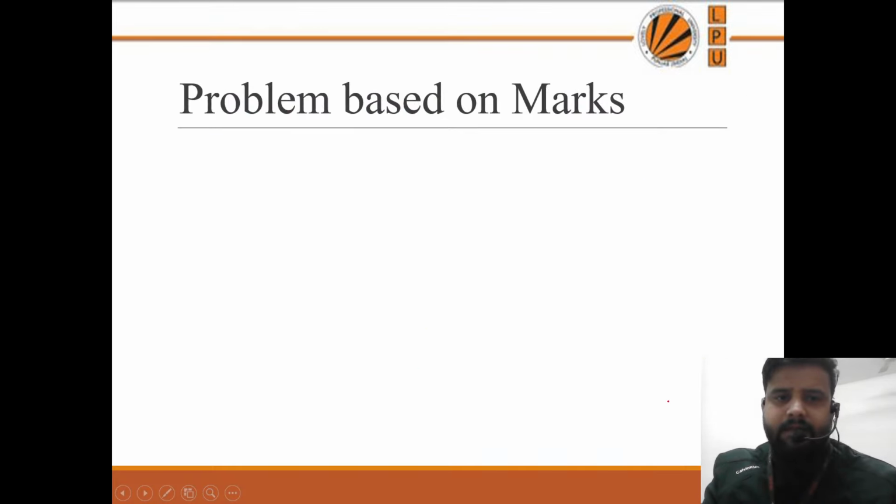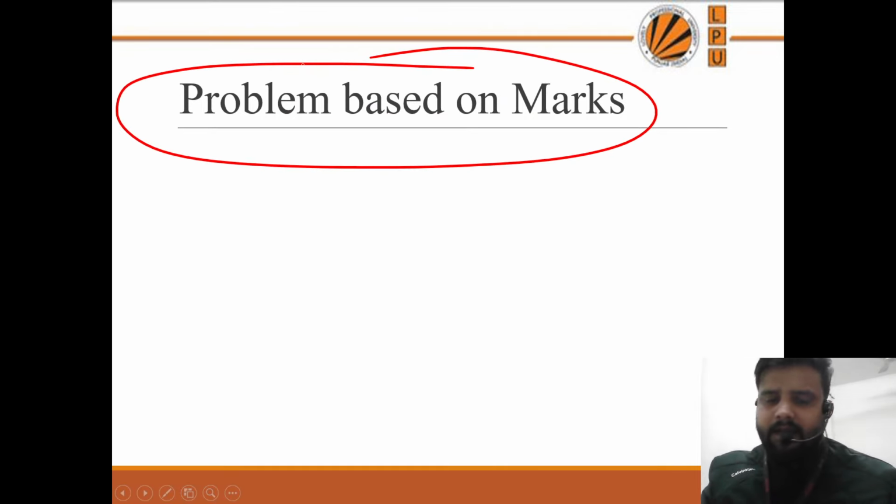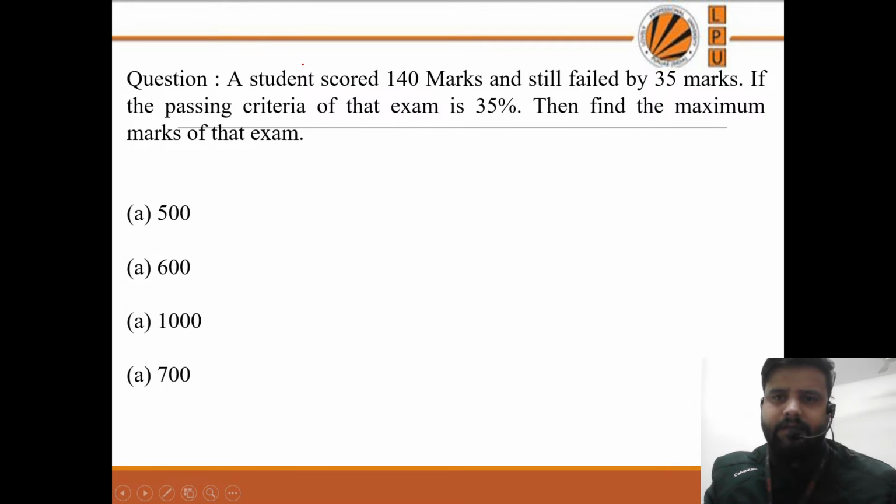Okay, let's move to next question. Now questions will be based on marks, examination based questions. Answer it if you can. First question.